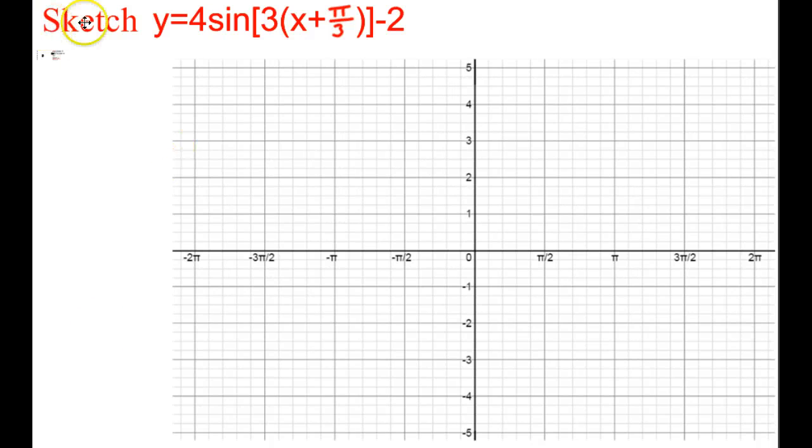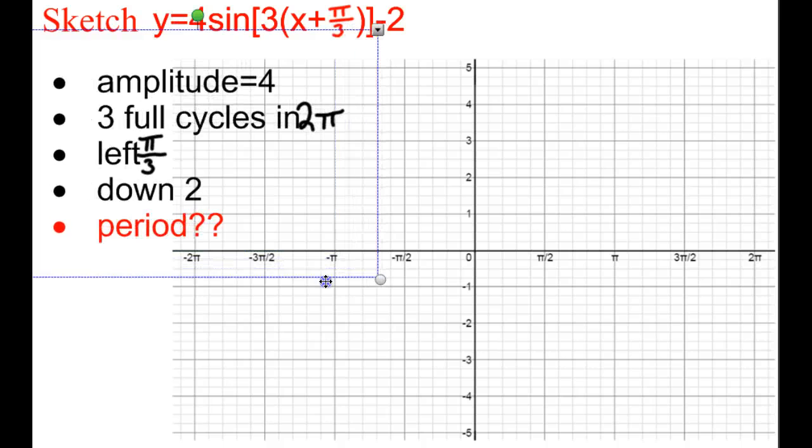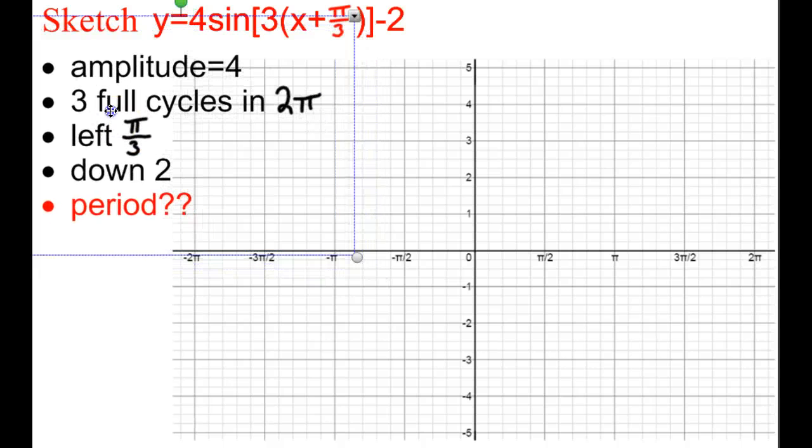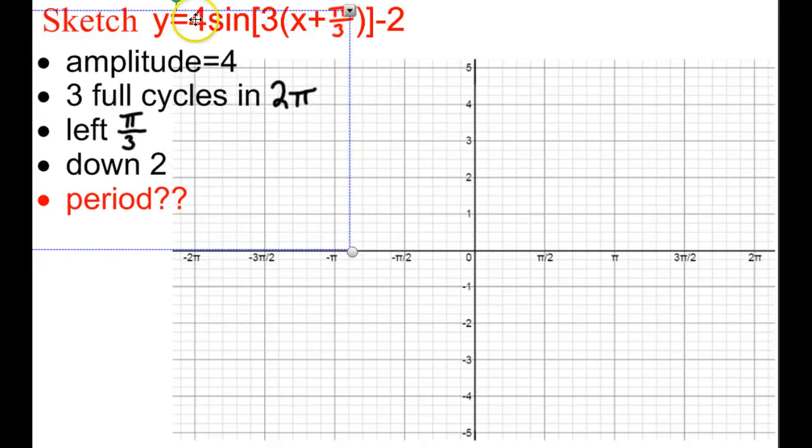Okay, so we're going to go through sketching the equation shown. Working kind of left to right, we want to be able to pull out the information we need so we can do this. 4 is the amplitude. 3 is the number of full cycles in 2 pi.